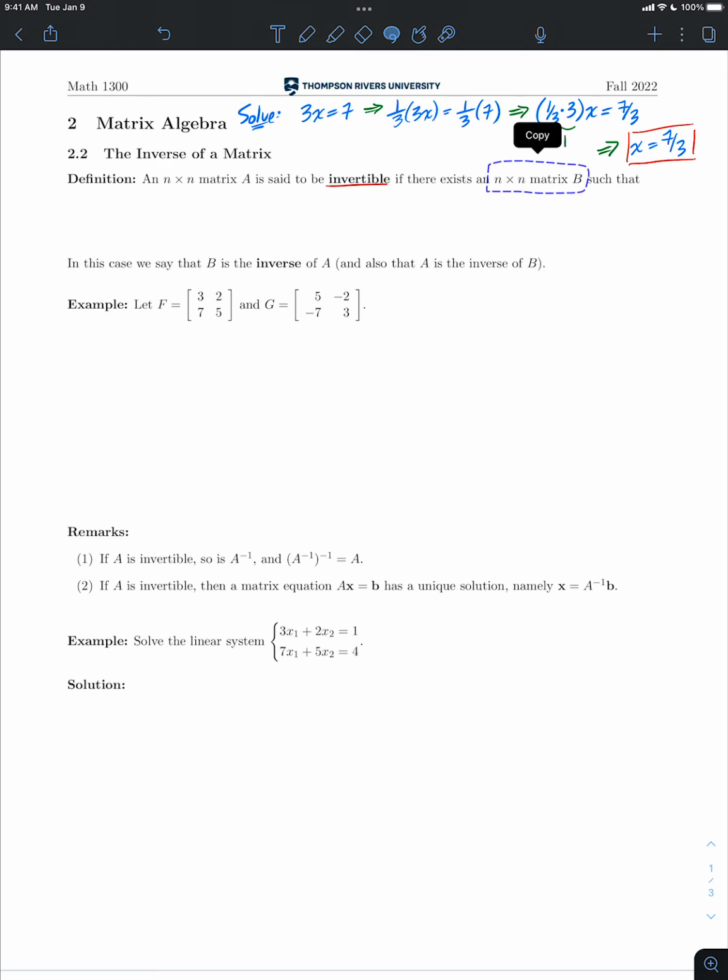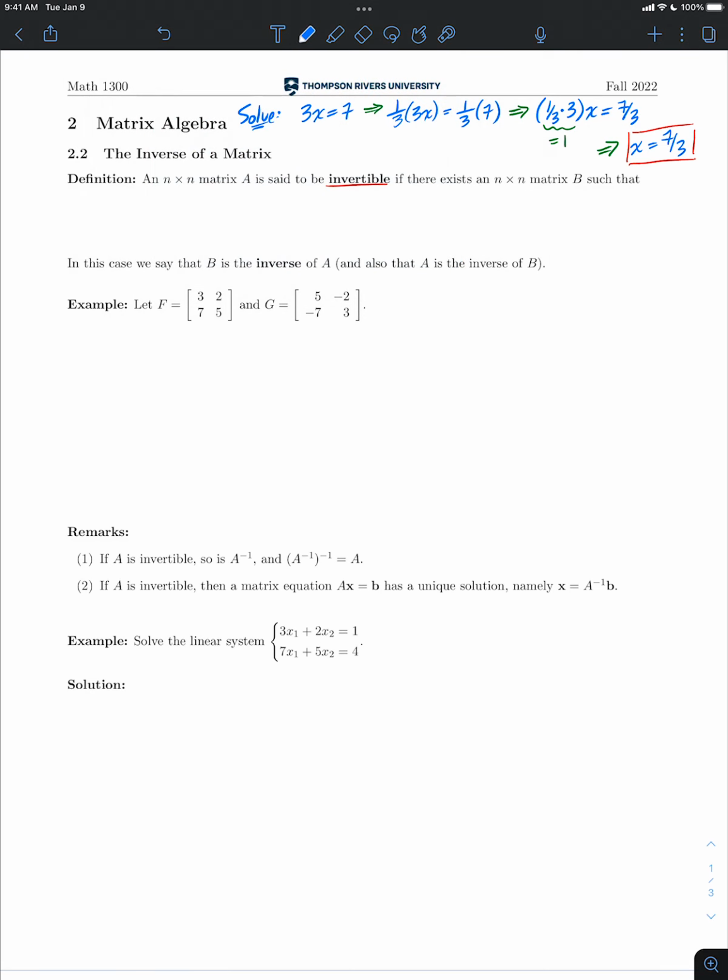What's the property that this matrix has to have in order for A to be invertible? Well, you've got to be able to multiply these two matrices together and get the identity back. That's the key idea, right? Just like if you multiply 3 and 1/3, you get 1. That's what makes 1/3 the multiplicative inverse of 3.